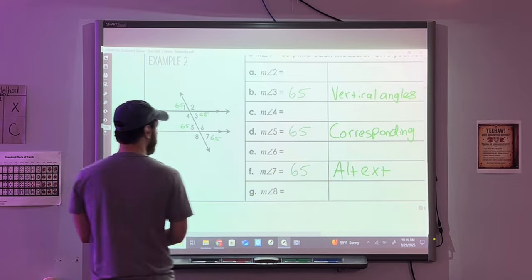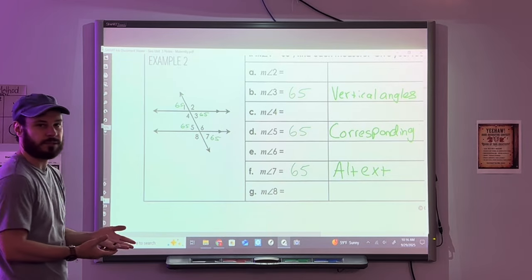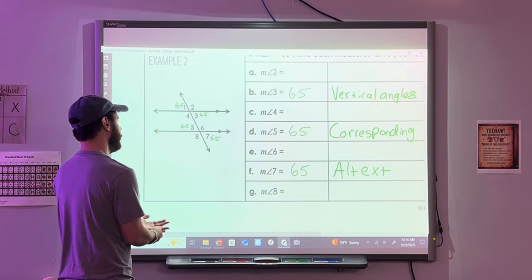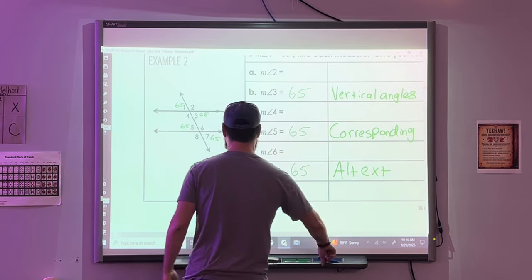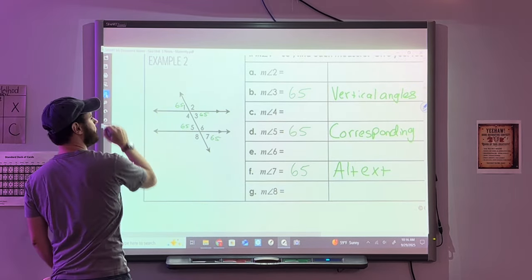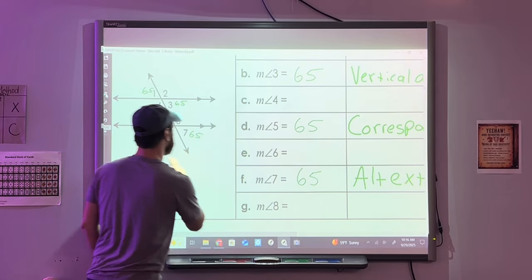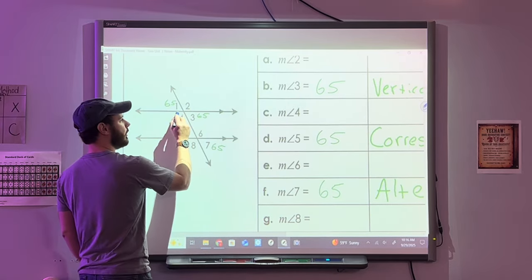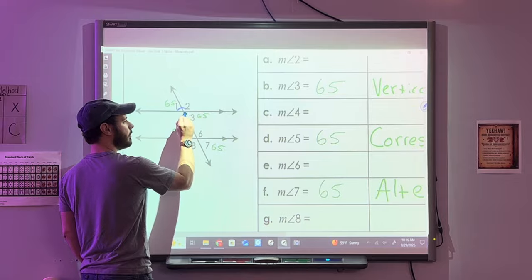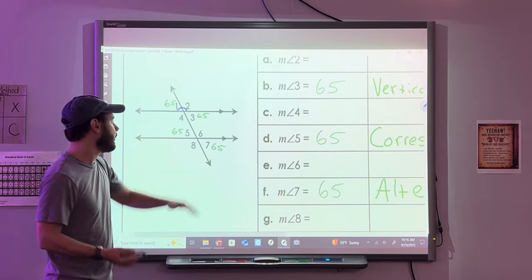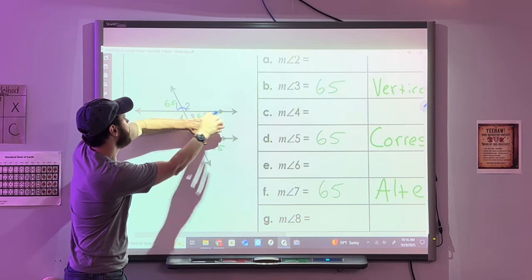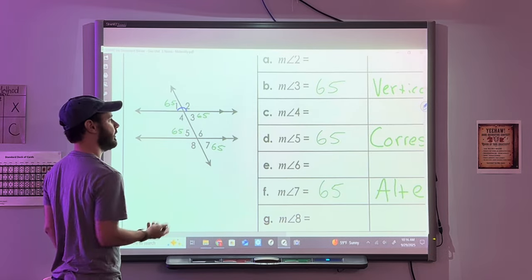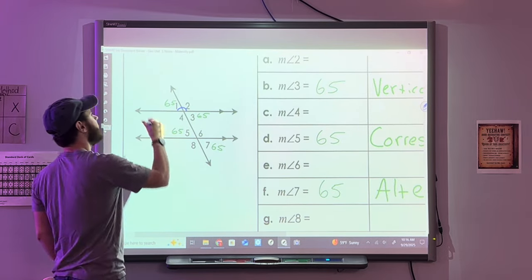All right, now that solves all of my 65s, but I need to figure out 2, 4, 6, and 8. All right, well, if I zoom back in, it might be easiest to see that 1 and 2 make a straight line together. If I cover everything else up, 1 and 2 fall flat on that line. And I know that straight lines are worth 180.